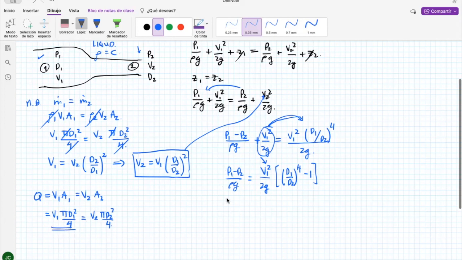Okay, so if I do that, I'm gonna have P1 minus P2 over rho G equals V1 squared, but instead of V1 squared, I'm gonna put this stuff squared. Okay, so it's gonna be a little bit messy, but let me just go with that. Oh, sorry, guys. So Q, and then 4 multiplied by Q divided by pi d1 squared, and this is equal to V1.